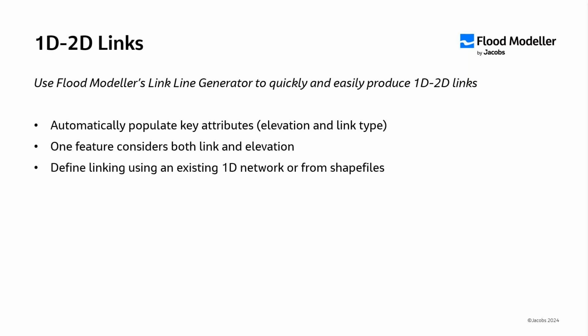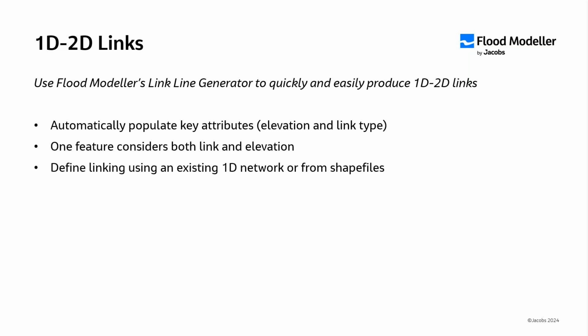One feature is to consider both link type and elevation. Rather than having multiple files, snapping things together, getting a bit complicated just to create a 1D, 2D link, using the link line generator tool allows you to automatically populate those attributes as well, so elevation and link type, and that all goes, as I say, into one file.